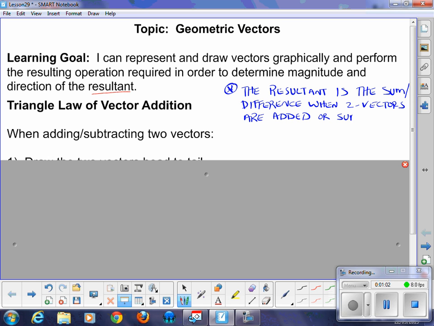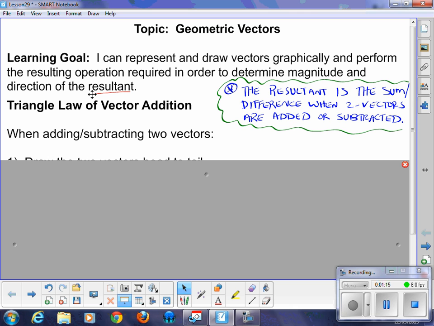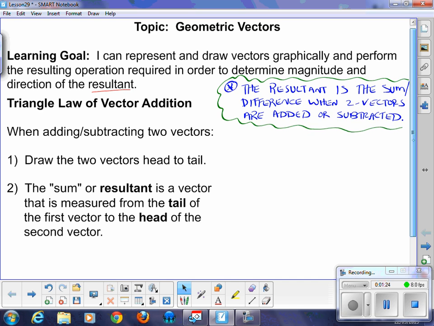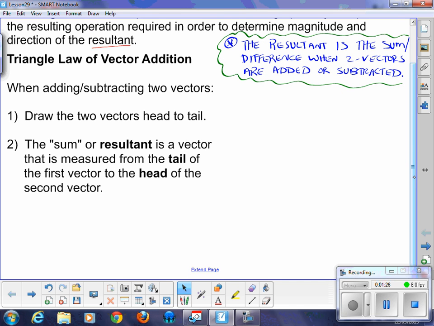So as soon as you see the word resultant, right away in your head you're thinking, okay, this means I'm going to be adding or subtracting a pair of vectors or more. How do we do adding and subtracting vectors? Well, geometrically, and that's what we're looking at today. We are looking at the triangle law. That's our first law that we're going to talk about: the triangle law of vector addition.